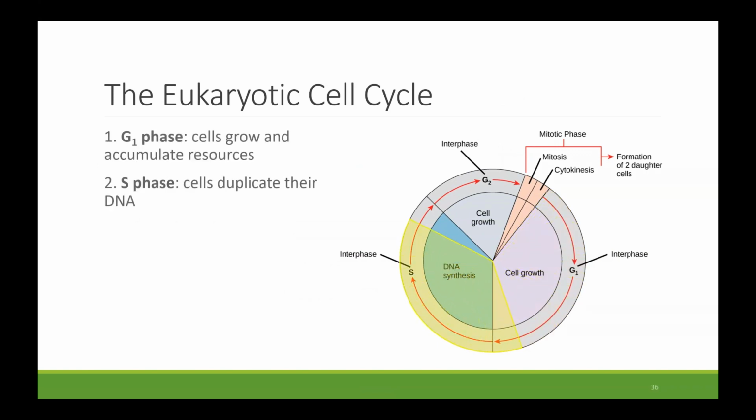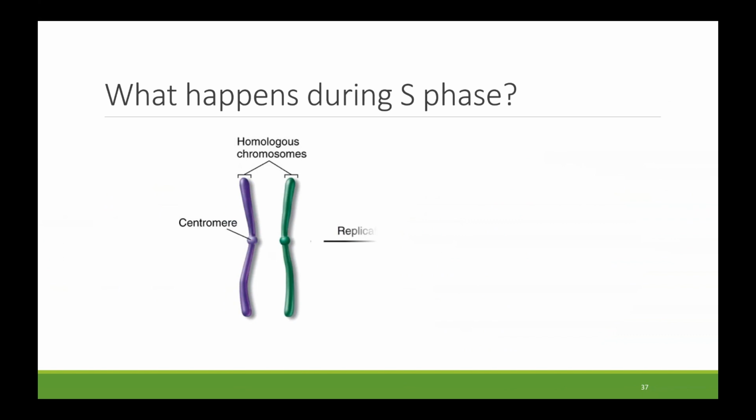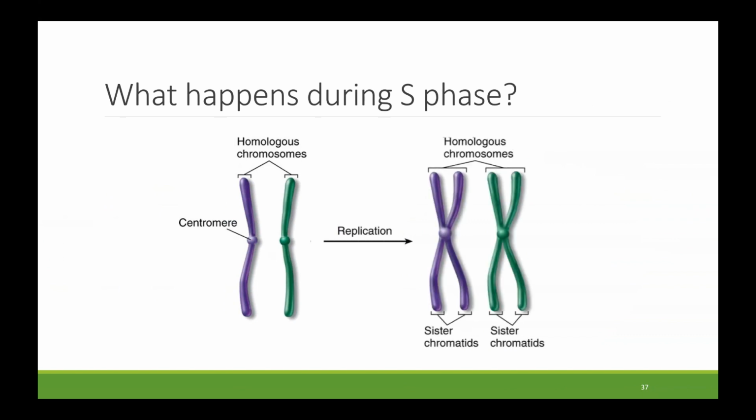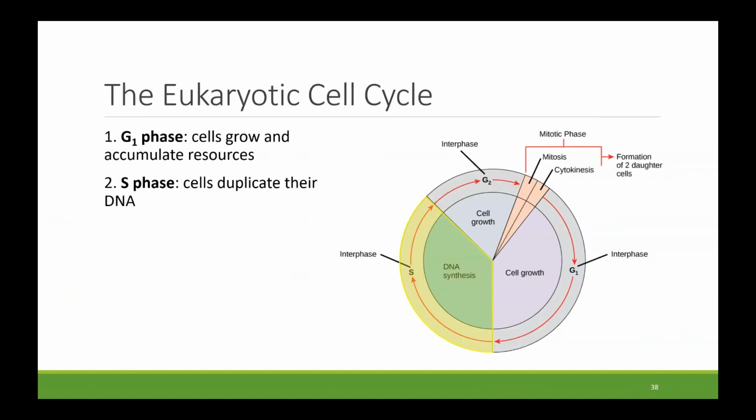The second stage is called S phase, and it's during S phase that the cell duplicates its DNA. So this is the stage when the chromosomes go from being a structure with 2 arms to a structure with 4 arms. The DNA doubles. And that's why S phase is called S phase, because what S stands for here is synthesis. The word synthesis means to make. So during S phase, the cell synthesizes, or in other words, makes more DNA.